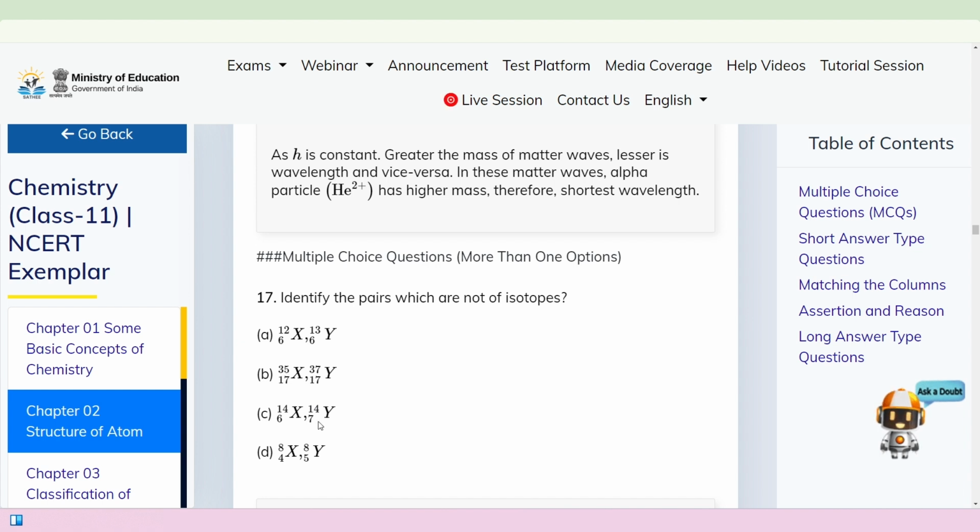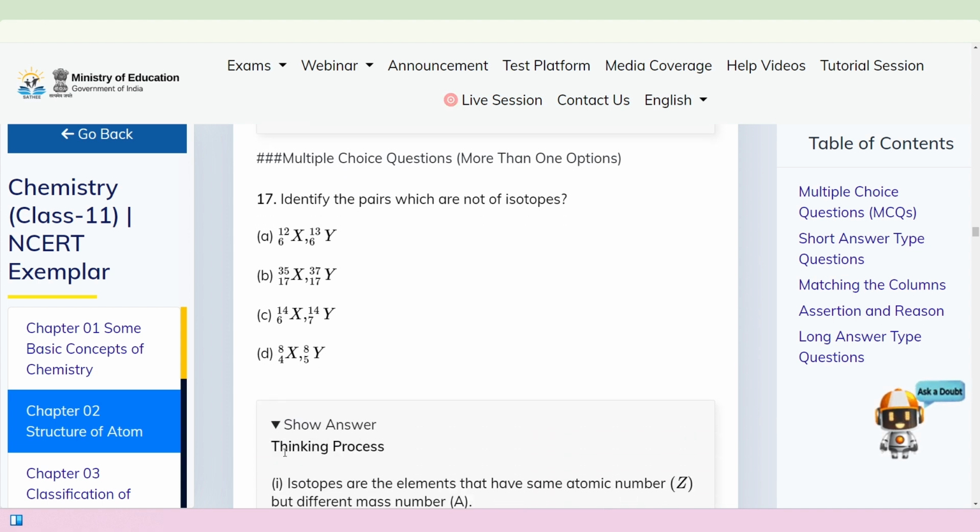So both of these are isobars. See why? Because their atomic mass is the same, 14 14 and 8 8, but their atomic number is different, 6 7 and 4 5. So these two are isobars and these two pairs are isotopic pairs. Clear? So C and D are the correct options. Got it? Which are the correct options? C and D.